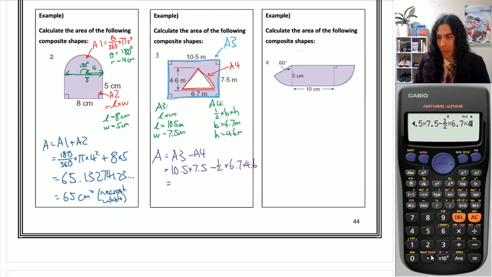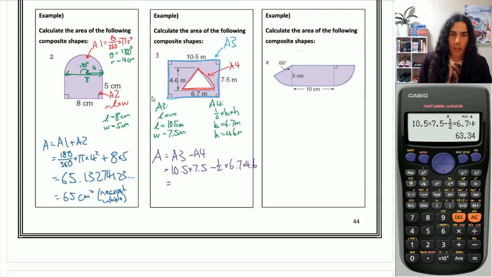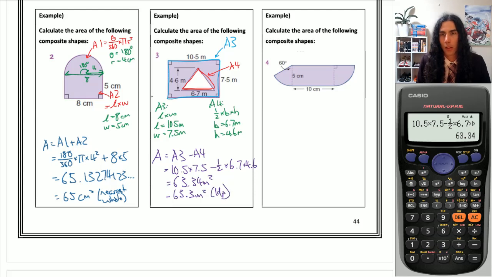Before I press equals, I'm going to check it. 10.5, good, times 7.5, good, minus half times 6.7. Check, check, check, complete. 63.634. That's exact. Oh, all the measurements were at 1 decimal place, so it's kind of nice to do that to 1 dp as well. All right, one more example.